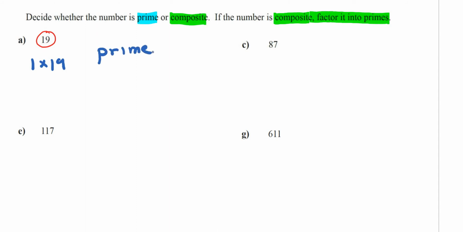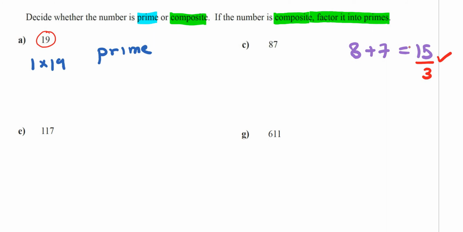For 87, is there a number that divides 87? Well, I'm not sure, but what happens if we use some of our strategies? For example, what happens if I add 8 plus 7? Well, 8 plus 7 is 15. And 15 is divisible by 3, right? That's one of the rules. So I know that 3 goes into 87.